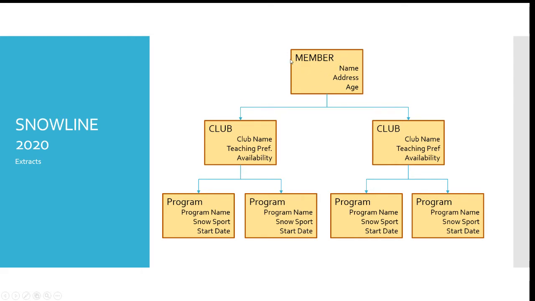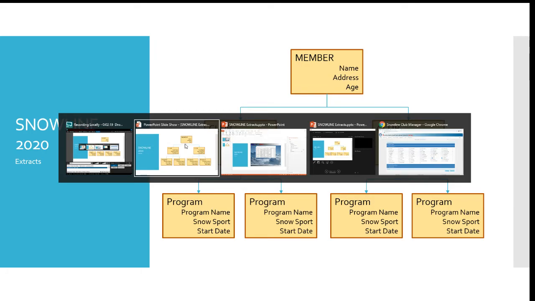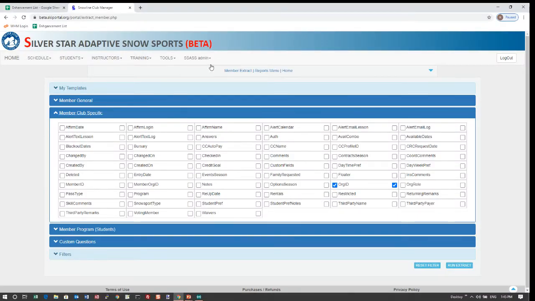This is important to know, because if you're pulling information about Anne in your club and she's in two programs, she's going to show up in your extract twice, because there's program information for each program. So enough about that. Let's flip over to SNOWLINE and see what it looks like.